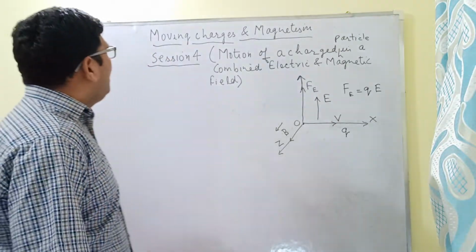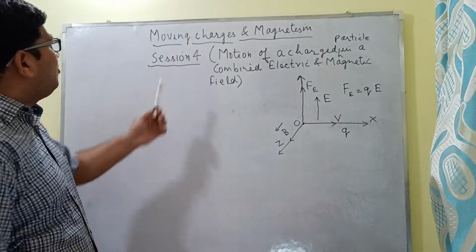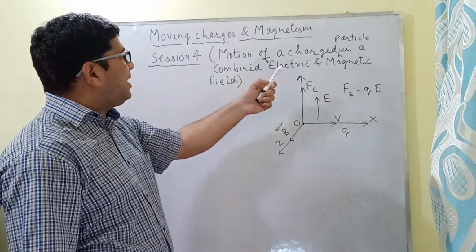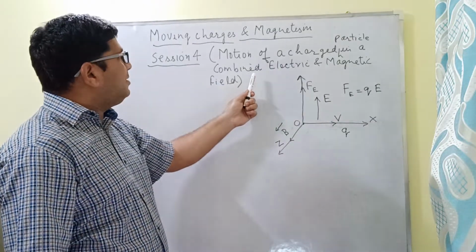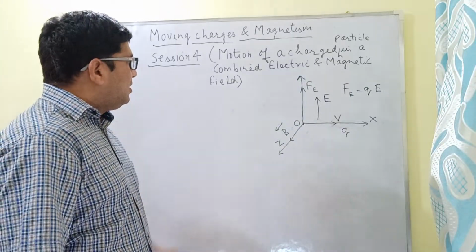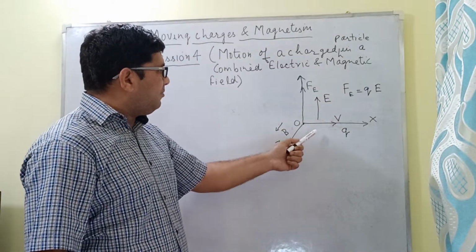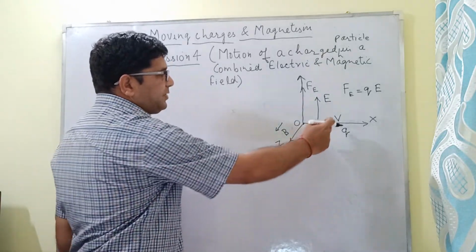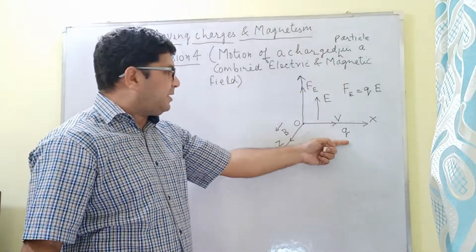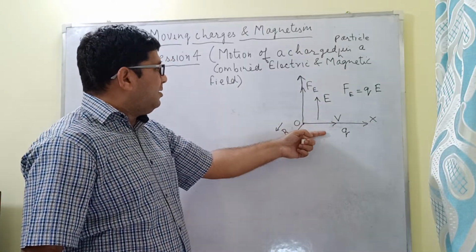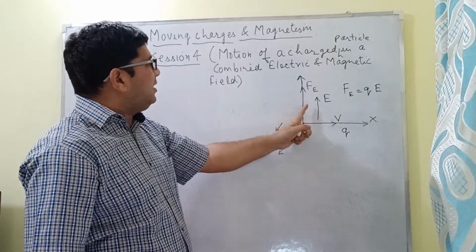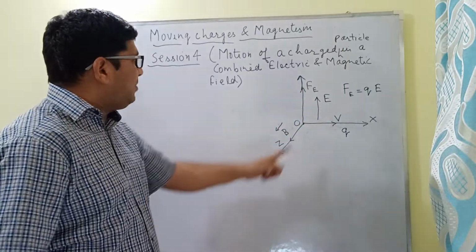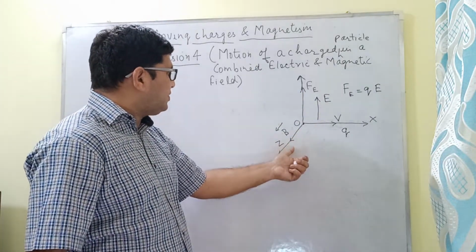Good afternoon, everyone. Today is session number 4 from the chapter on moving charges and magnetism, and the topic is motion of a charged particle in a combined external electric and magnetic field. Here I have drawn a diagram in which I have depicted the velocity as v of this charged particle q, and this charged particle is moving under the influence of this external electric field, which is denoted by E, and this external magnetic field, which is denoted by B.